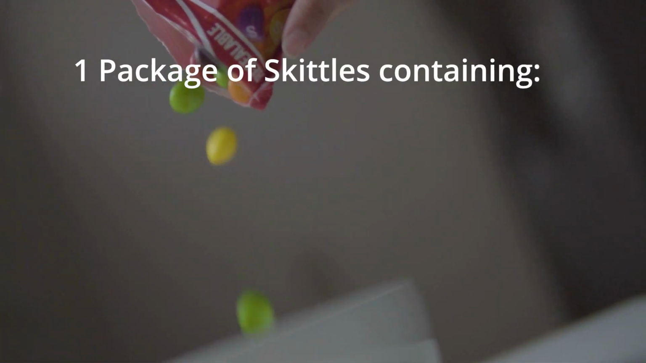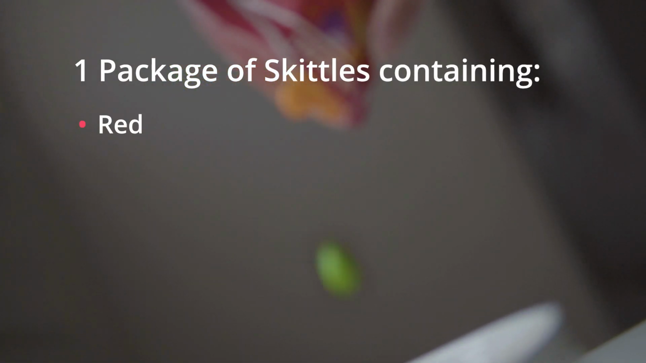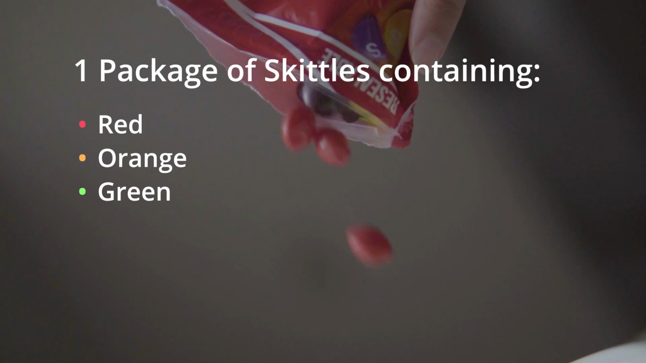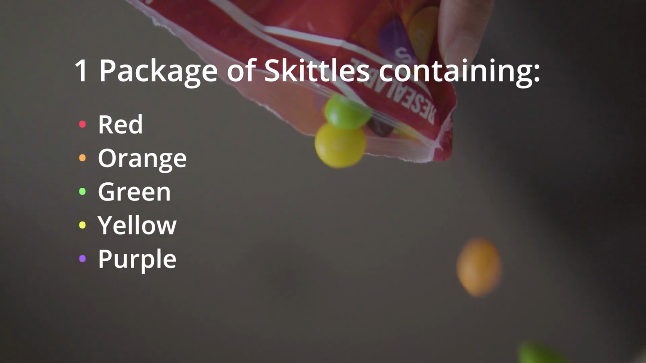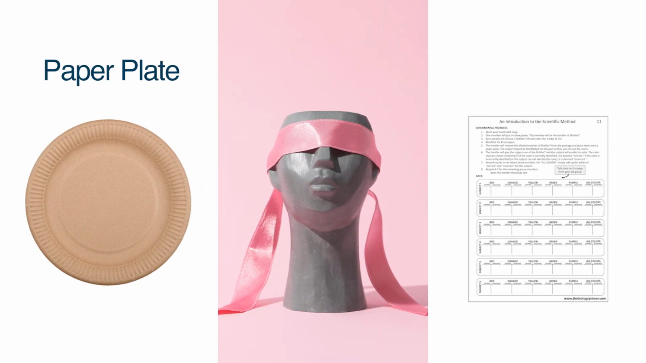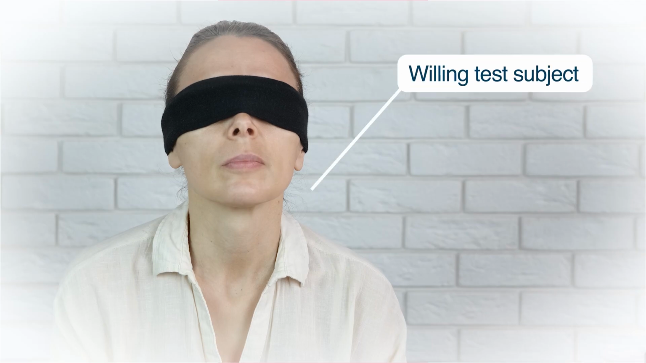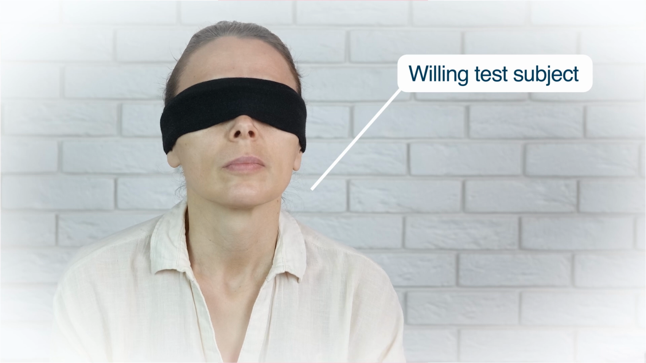In this study, you will need a package with original Skittles flavors containing red, orange, green, yellow, and purple Skittles. You will need a paper plate, a blindfold, and make sure your data table is readily available. You also need at least one willing test subject to work with you on this experiment.